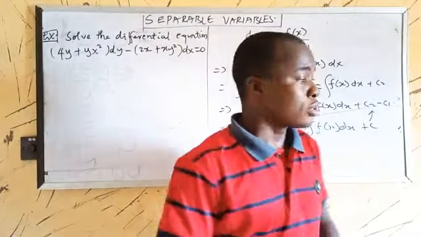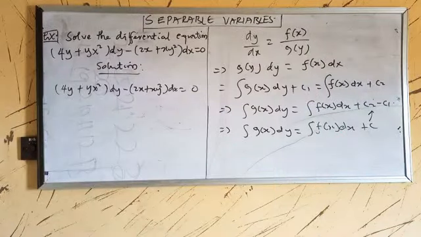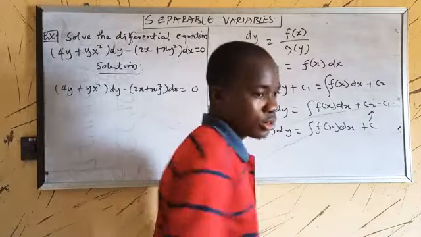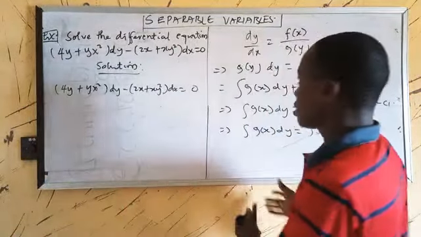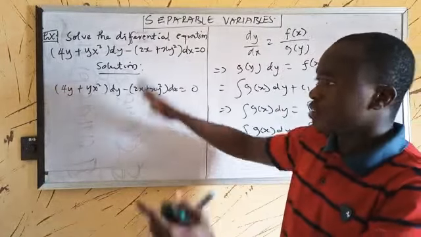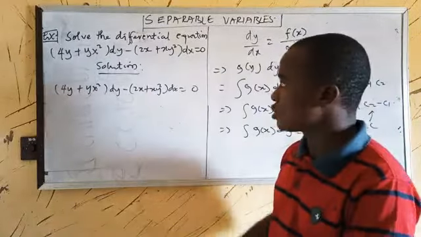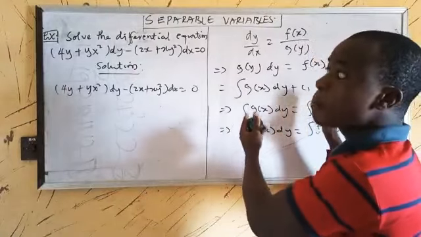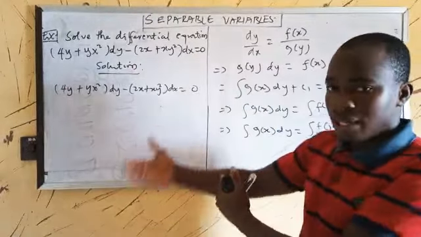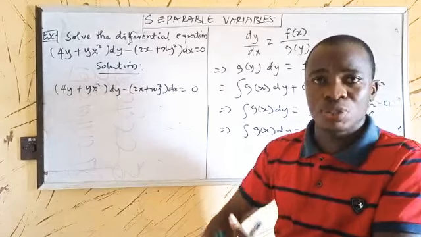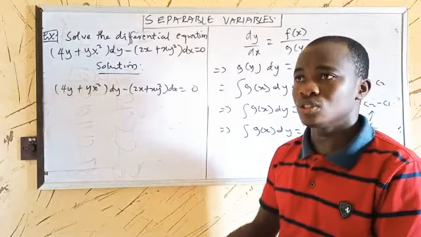Are you getting it? So having this, we are going to use it to solve this problem. Whenever you are given a problem, you try to transform it into this form. Then the next thing you are going to do is integrate with respect to x and y. Then you solve further.